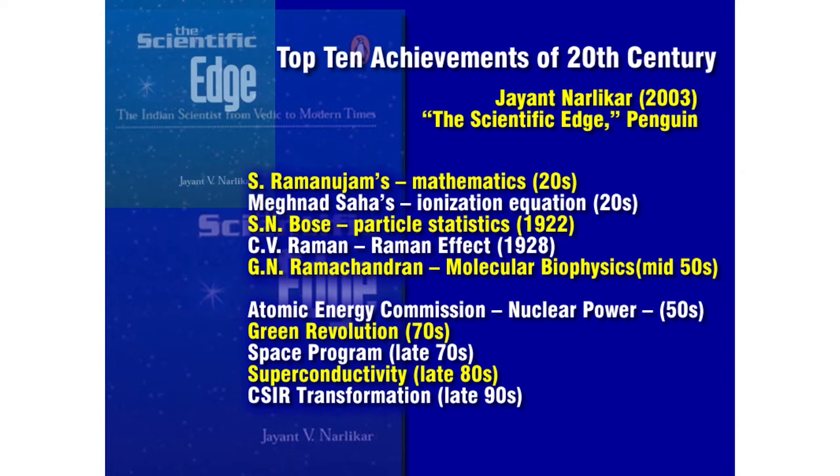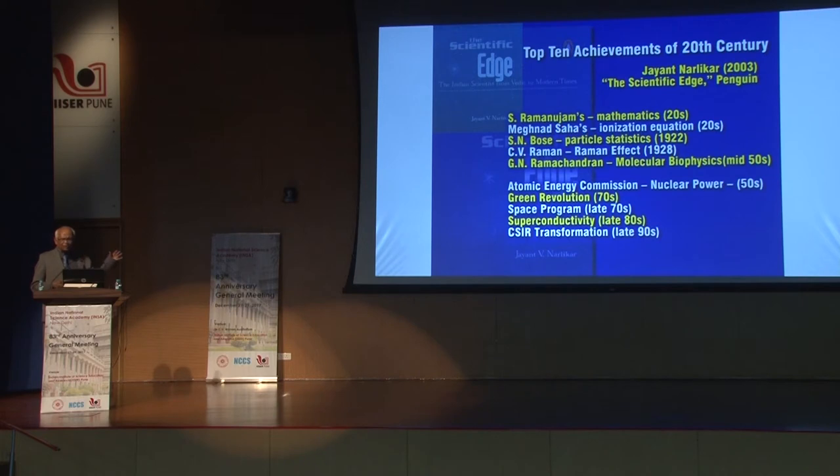Jen Nalika has written a book, Top 10 Achievements of 20th Century. It is, of course, subjective. It is what he thinks. Ramanujan is there, Meghnad Saha is there, S.N. Bose is there, Sivaraman is there, Ramachandran, and there is a gap. And then you don't see Atomic Energy Commission, Green Revolution, Space Program, Superconductivity. I'm grateful to him. He has also talked about the CSIR transformation to which Ajay Sood actually referred. But these were the people who said first word, not first word to India, but first word to the science. How do we do more of it, right? Can you see one thing?